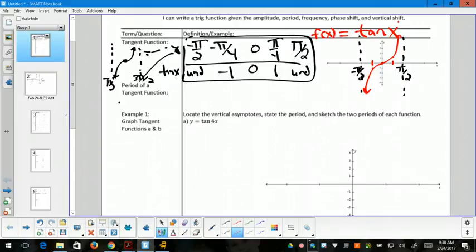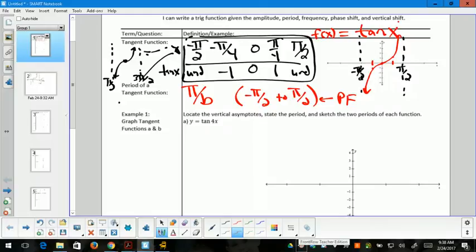All right, so the period of a tangent function is not 2 pi. It's 1 pi. It's just pi. So it's actually pi over b, just like for sine and cosine, it was 2 pi over b. So that's the period for a tangent function. And for our parent function, it ranged from negative pi over 2 to pi over 2.